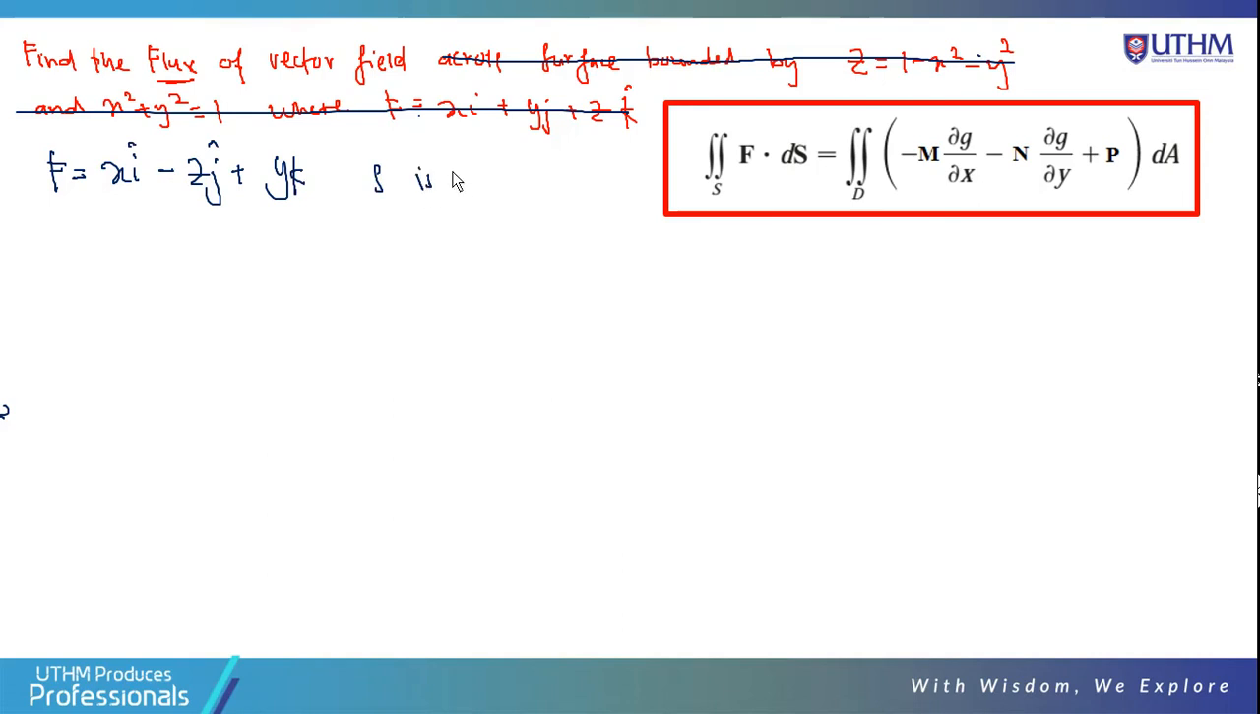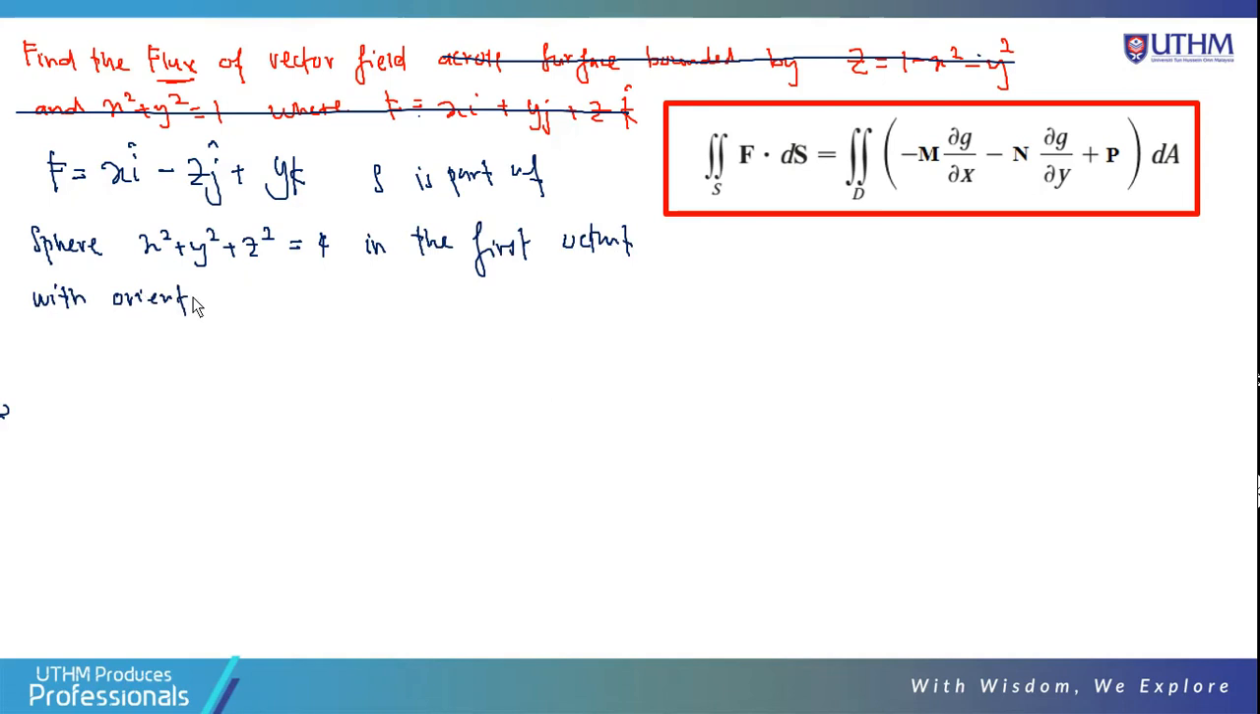is part of the sphere, x square plus y square plus z square equal to 4 in the first octant with orientation toward to origin. So this is the question asking for the surface integral for the vector field.